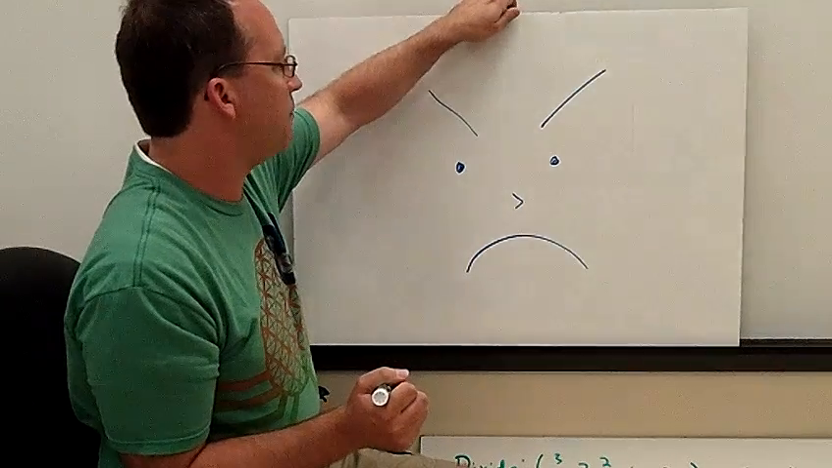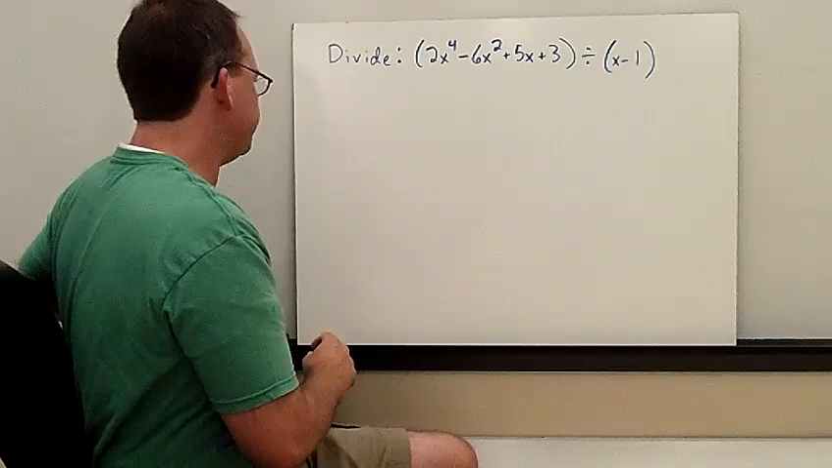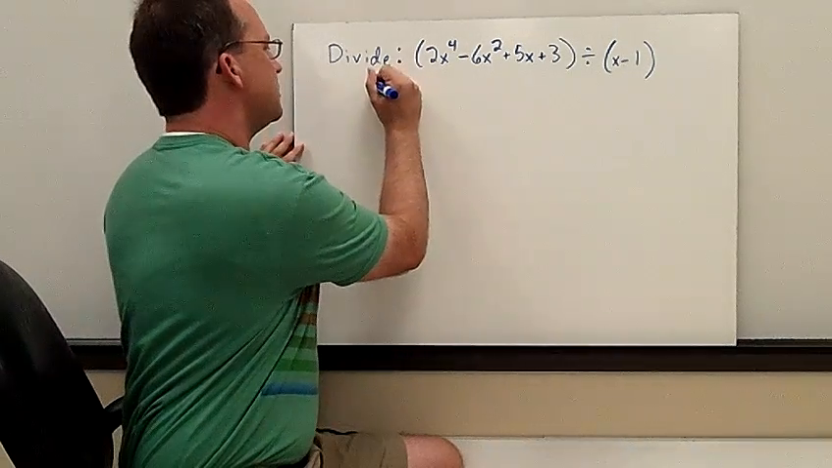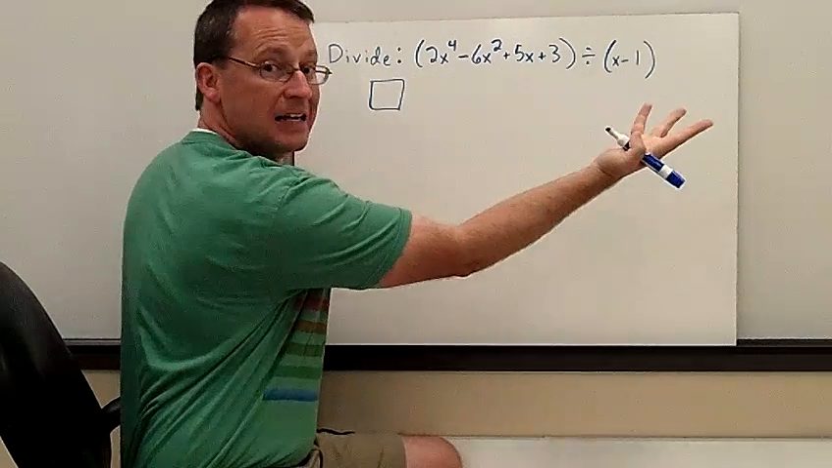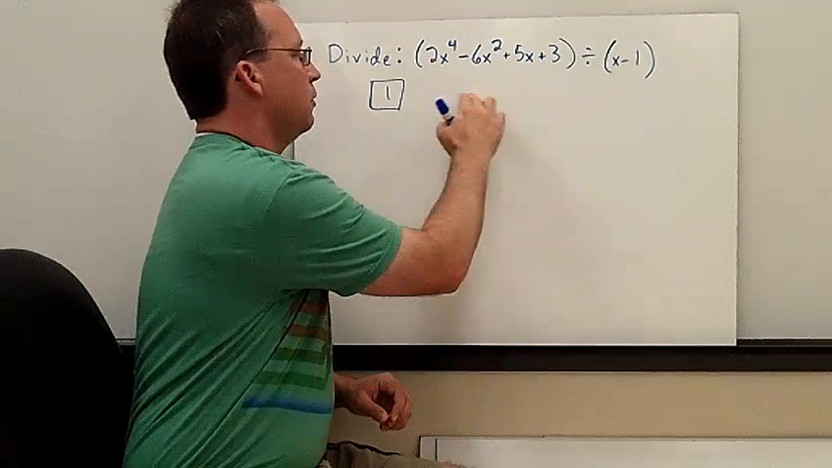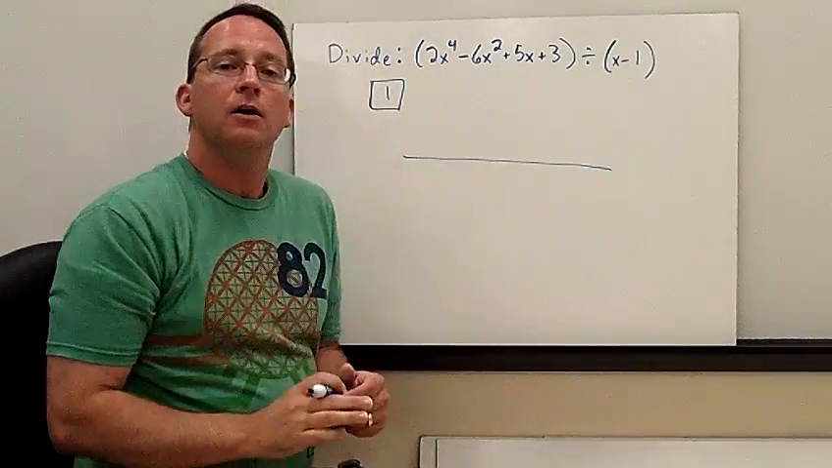Now the last problem you see there has a few things that are different than the ones we've done so far. Now, as I go to set this up, you'll notice in the box over here, we're going to have a positive 1, so we're dividing by x minus 1, all right? We're going to put the coefficients there and then an empty line. I'm going to set this up.